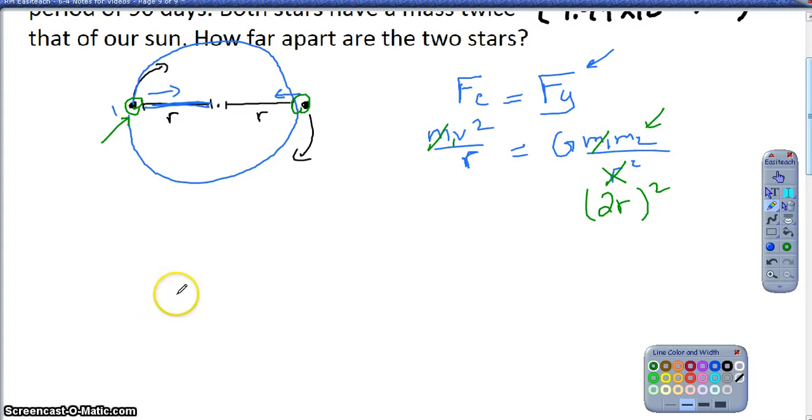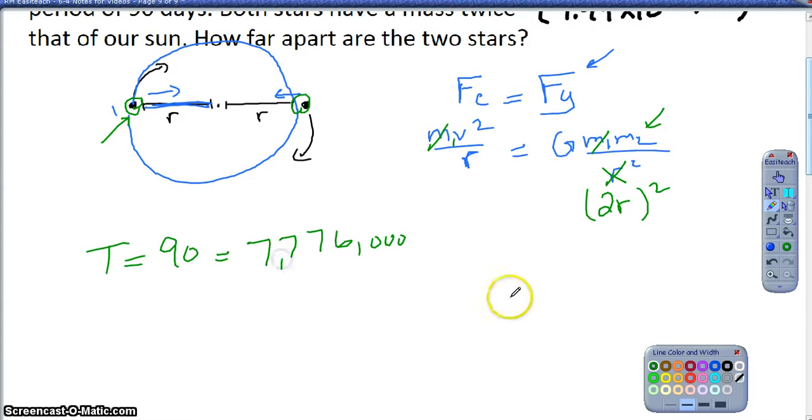Now the key becomes how can I use the period, which is the information they gave me. They said that the period is 90 days, which obviously we can convert to seconds. When I convert that to seconds, I'll go ahead and write that number down. I end up getting 7,776,000 seconds, which is how many seconds are in 90 days. So I've got that number to work with.